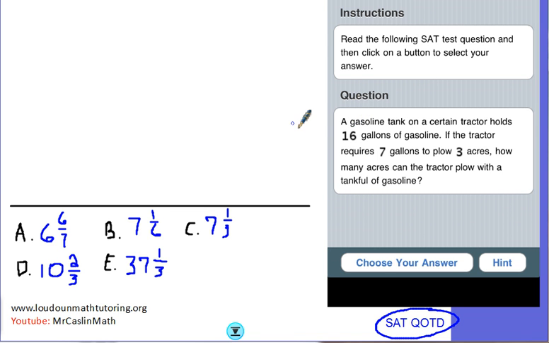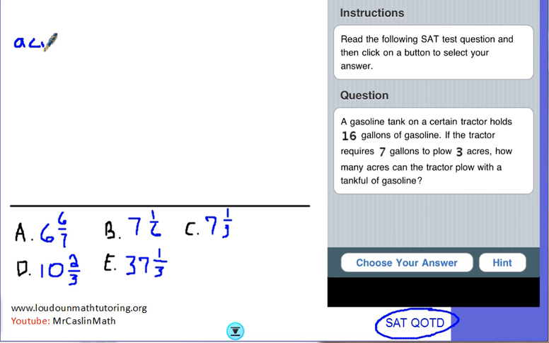Okay, in this problem, a gasoline tank on a certain tractor holds 16 gallons of gasoline. If the tractor requires 7 gallons to plow 3 acres, how many acres can the tractor plow with a tank full of gasoline? Now, if this is the first time you've seen this problem, go ahead and pause now and work it out, and then check your answer with the video. All right, for those of you that stuck around, let's start laying this out.